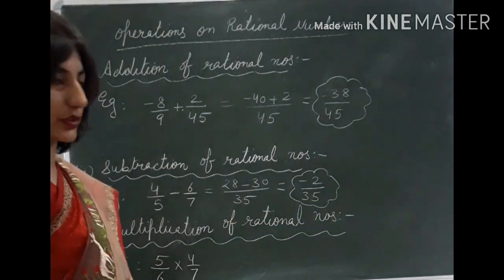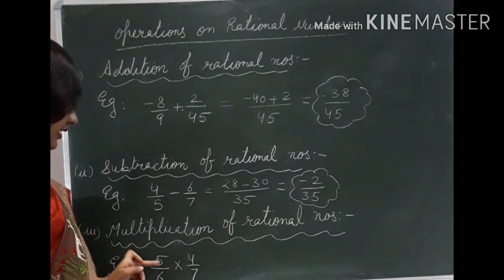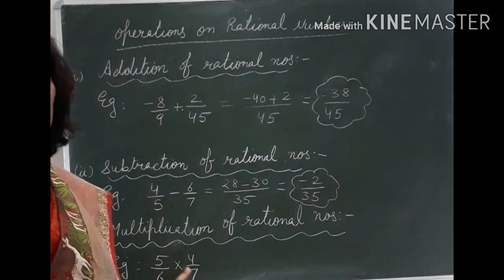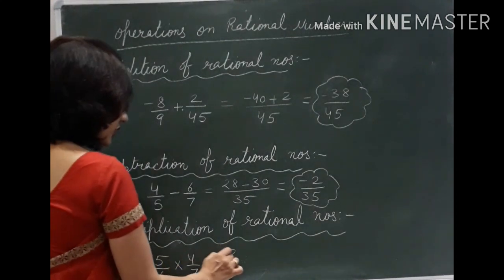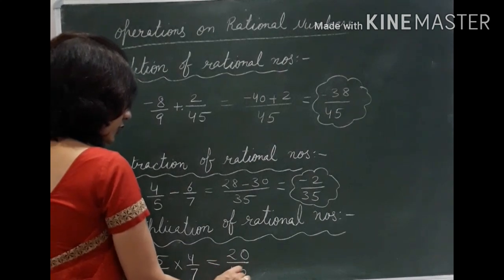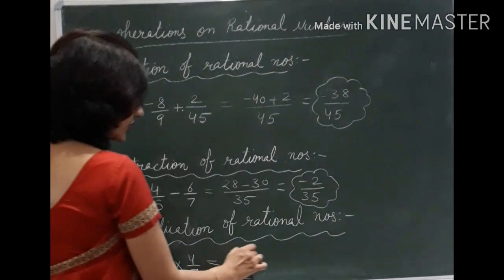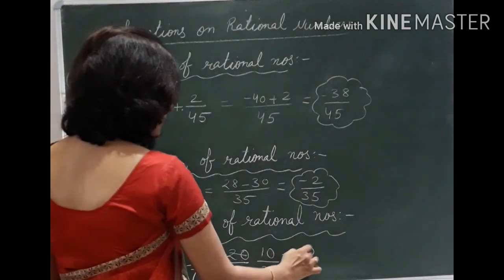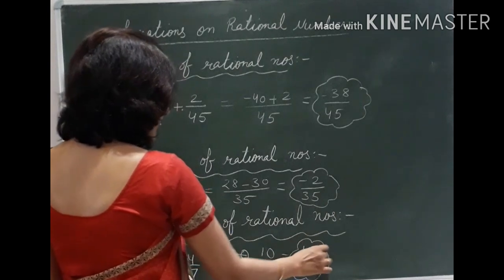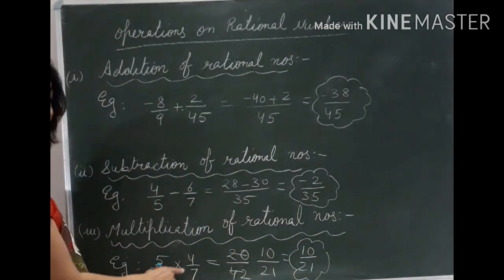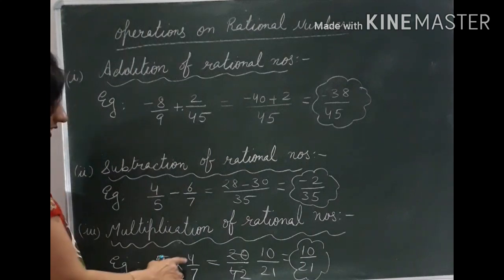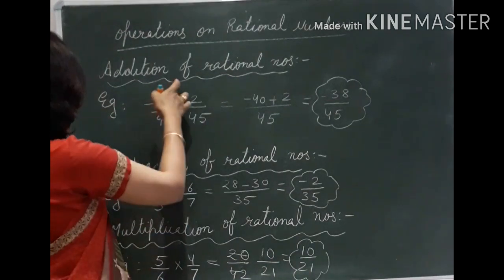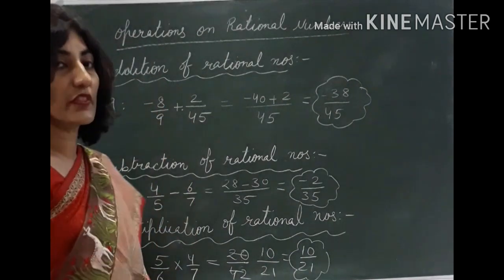Then come to multiplication of rational numbers. Two rational numbers are given. 5 by 6 multiplied by 4 by 7. Numerator multiplied by numerator, denominator multiplied by denominator. So 5 into 4, 20. 6 into 7, 42. And now reduce to the lowest term. 2 tens are 20, and here 21. So this is the lowest term. So the answer is 10 upon 21. So at the end also you can reduce to lowest term, or if you want to cancel in the beginning, that also you can do. This 4 and 6 can be cancelled, and then also the answer will come 10 upon 21 only. So this way we can do addition, subtraction and multiplication of rational numbers.